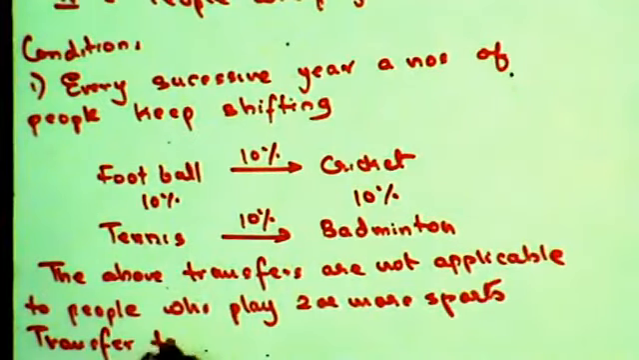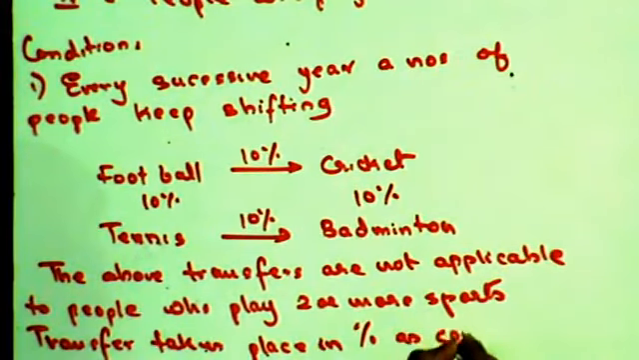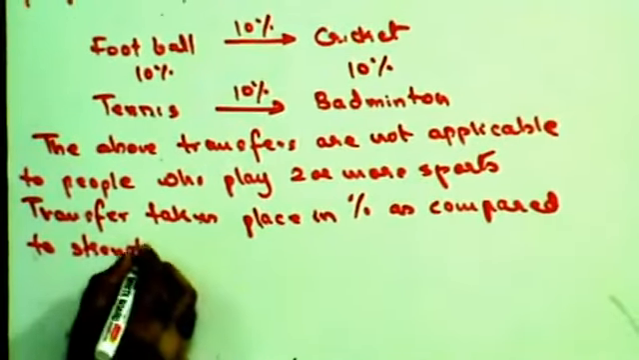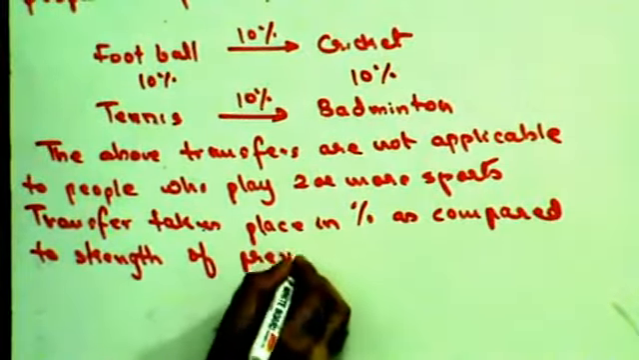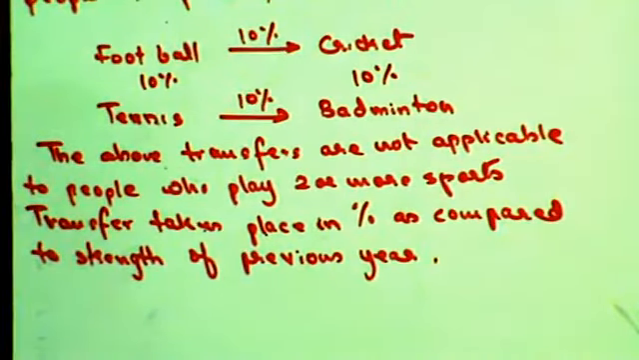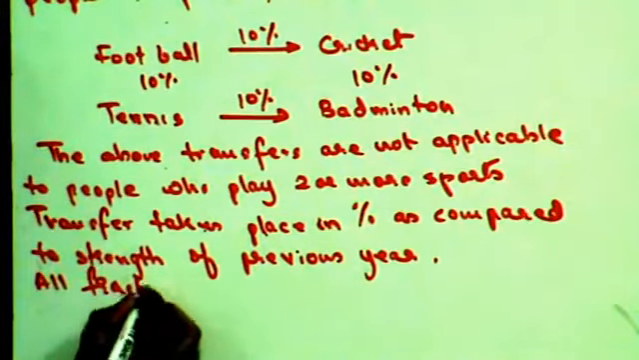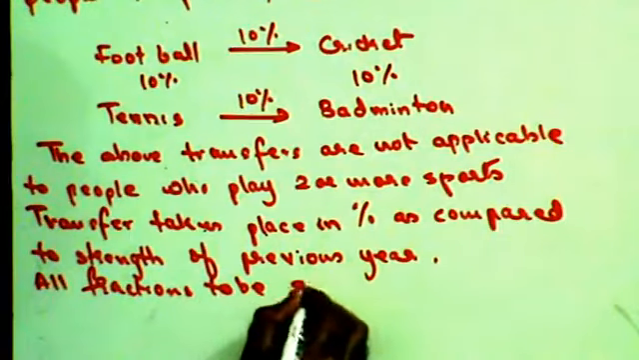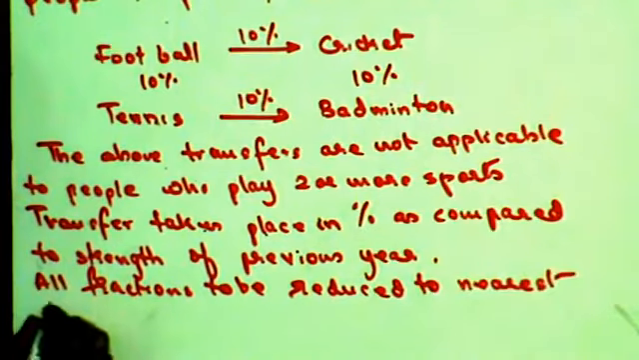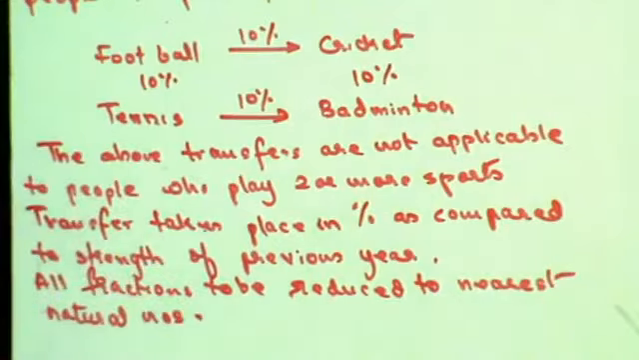Transfer takes place in percentage as compared to the strength of the previous year. All fractions are to be reduced to the nearest natural number. Now let's understand this condition and solve the condition.